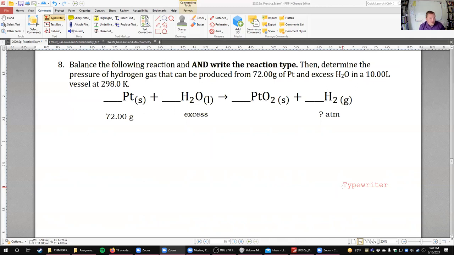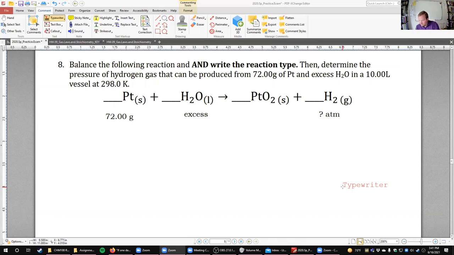Balance the following reaction and write the reaction type, then determine the pressure of hydrogen that can be produced from 72 grams of platinum and excess H2O. So number eight, I'm also telling you, you don't need to worry about limiting reactant. I'm going to tell you what's running out. Because really what I'm testing on this problem is, can you go from grams to moles? And then can you use ideal gas law to get to pressure or volume or something?